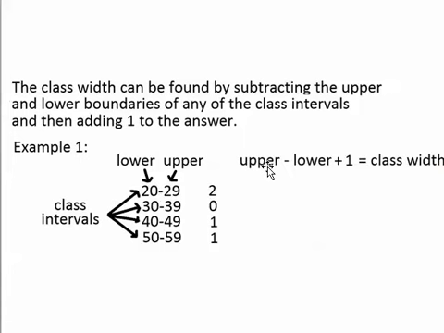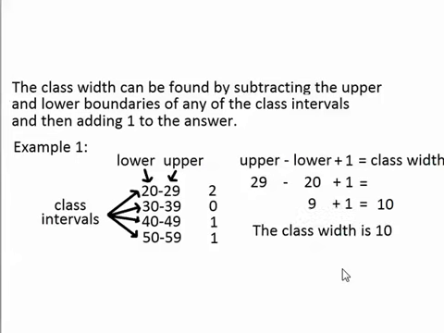So if I take the first class interval, I'm subtracting the lower boundary of 20 from the upper boundary of 29. When you subtract those two numbers, 29 minus 20, it equals 9. And then 9 plus 1 equals 10. So the class width is 10.